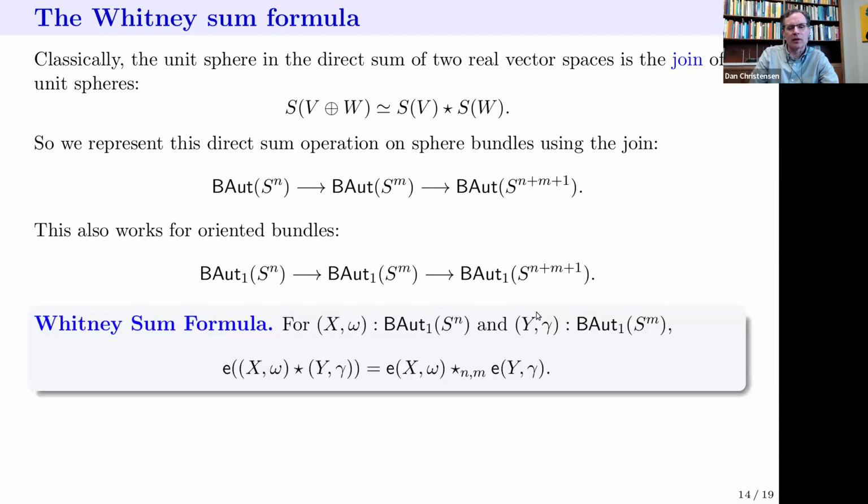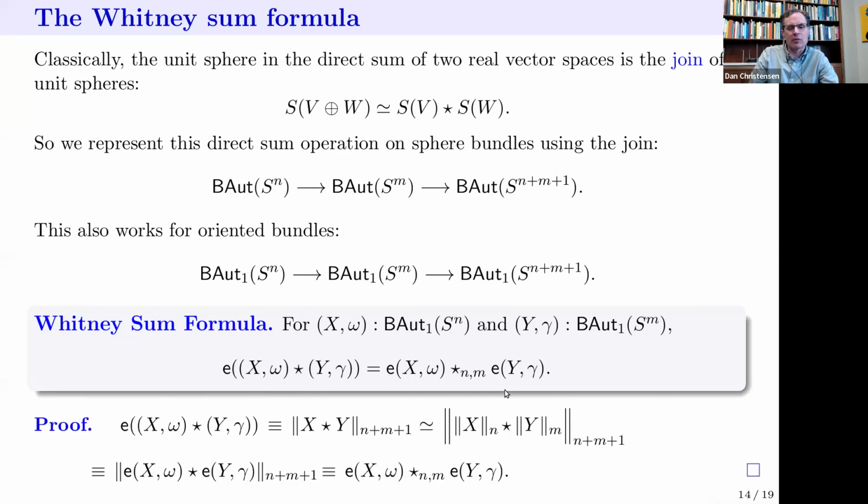And then the Whitney sum formula says that if I start with 2 oriented spheres, so I'm stating it in the universal case, and we join those 2, and then take the Euler class, that's the same as the Euler classes, and then I do my cup product operation. So this, I've stated in the universal case, but it's true then for any 2 sphere bundles over the same base. I can do the fiber-wise join and post-compose with the Euler class, or post-compose each with the Euler class and then do the cup product in cohomology.